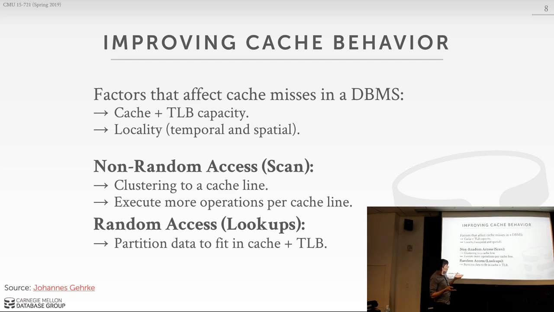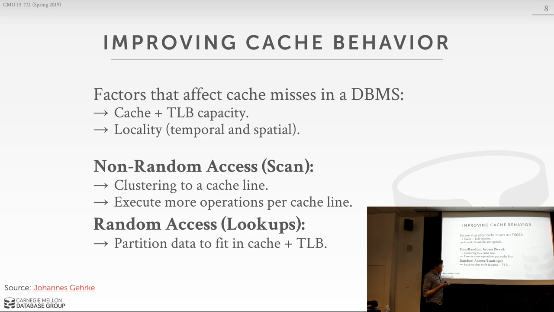So we don't want to do random jumps into our data. We want to do long scans as much as possible, so that we can have everything fit in a cache line, operate on all the data that we bring into our CPU cache within that cache line, and then be done with it before we move on to the next one.